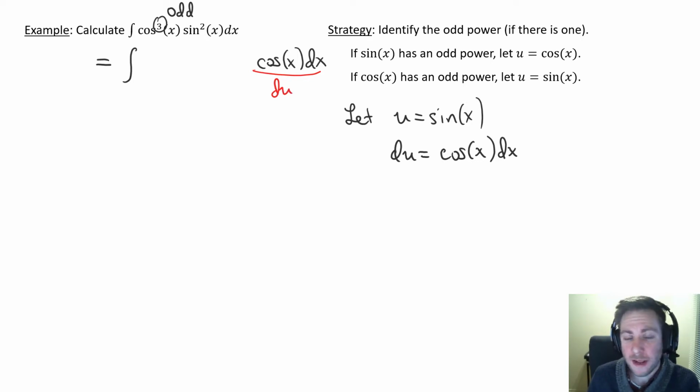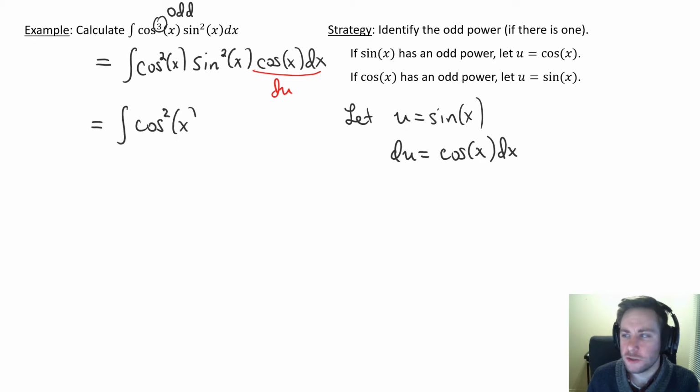And we can make that happen just by splitting up our cosines. Originally we had cos cubed, but if we split off one copy and reserve it as du, then what remains would be cos squared. And we haven't done anything yet with the sine squared. So what you see here is the same integral we were given, but I've just written it in a way that makes our substitution a little more convenient.